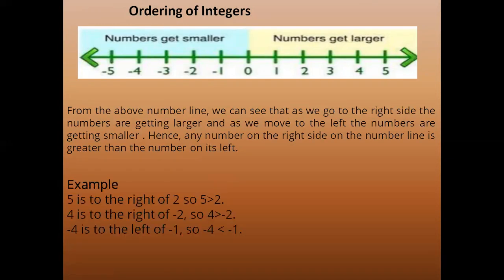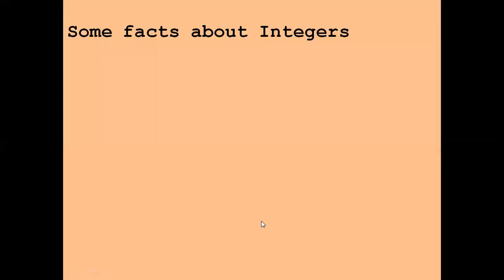Example, 5 is to the right of 2, so 5 is greater than 2, and 4 is to the right side of -2, so 4 is greater than -2. -4 is to the left of -1, so -4 is less than -1.